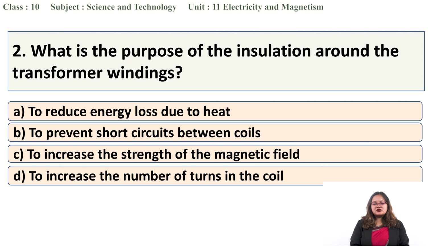What is the purpose of the insulation around the transformer windings? I mentioned earlier that when we make the windings around either side of the transformer, we are using insulating conductors, right? So what might be the reason to use it? Option A, to reduce energy loss due to heat. Option B, to prevent short circuits between coils. C, to increase the strength of the magnetic field. And D, to increase the number of turns in the coil.